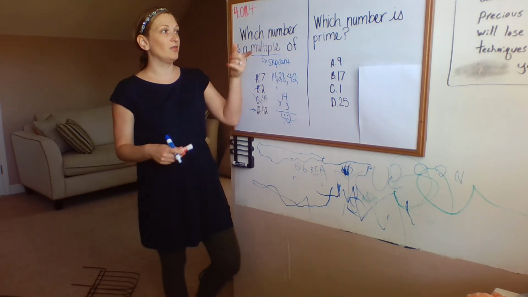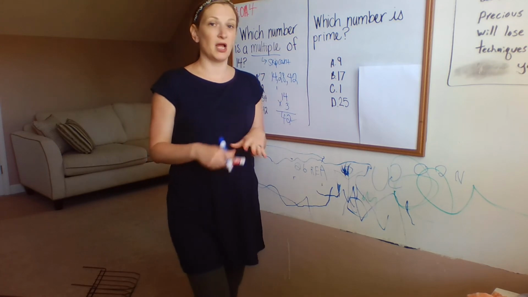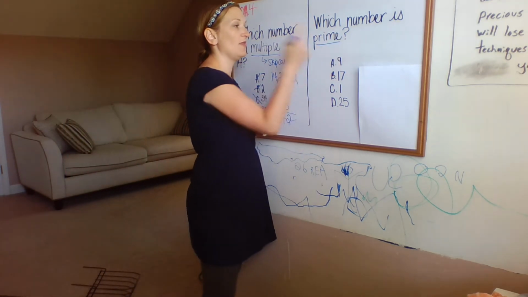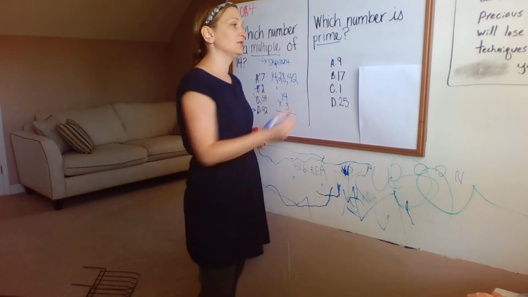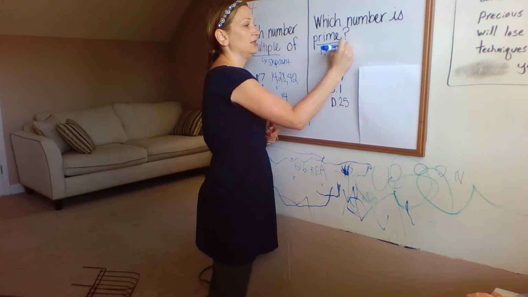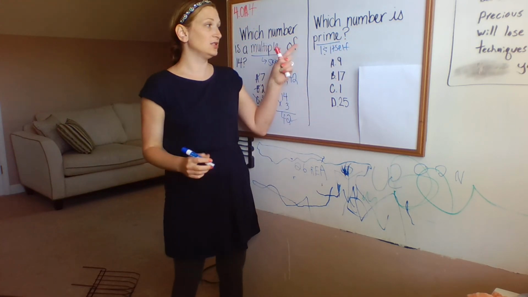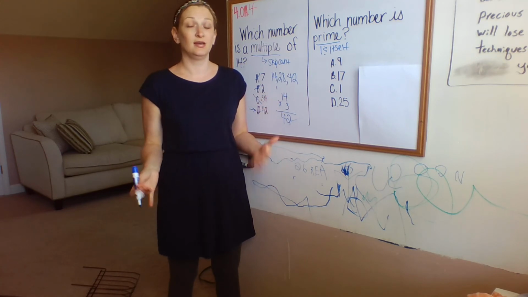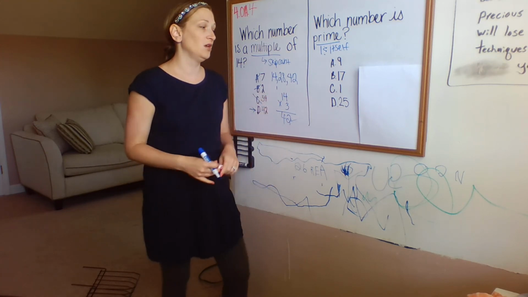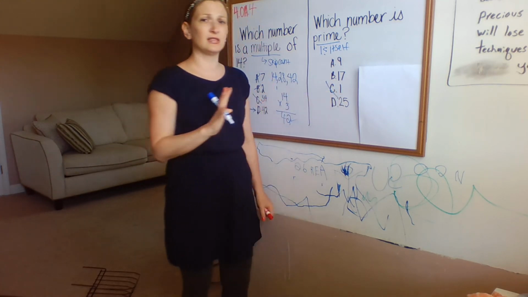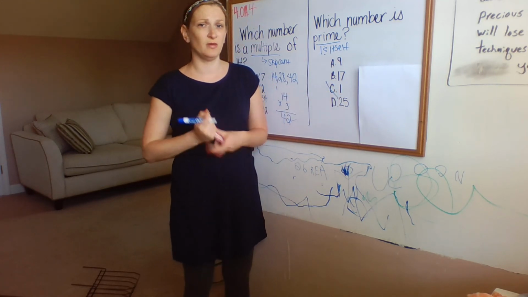Okay? So this one says, which number is prime? Again, simple, straightforward, to the point. We want to underline prime, and then we want to think about the definition. So it's 1 and itself. So because it's 1 and itself, any number that is 1 doesn't work, because 1 is itself. So when I look through the answer choices, I can cross that one off because I know that's the one that's trying to trick me.